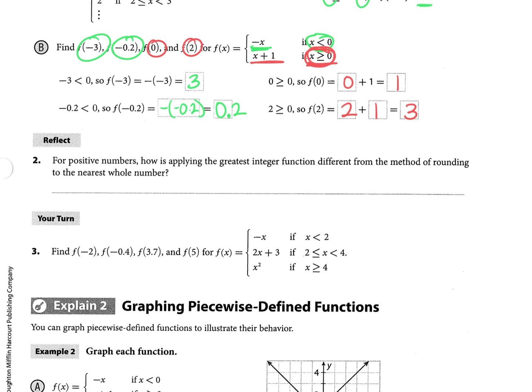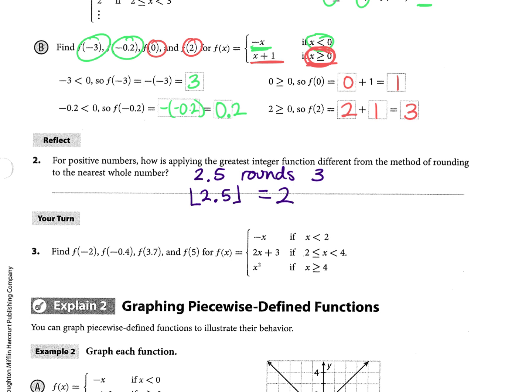2. For the positive numbers, how is applying the greatest integer function different from the method of rounding to the nearest whole number? So if I had 2.5, that rounds to 3, but the floor function says to go to the closest integer below, and so that would tell us its output is 2.